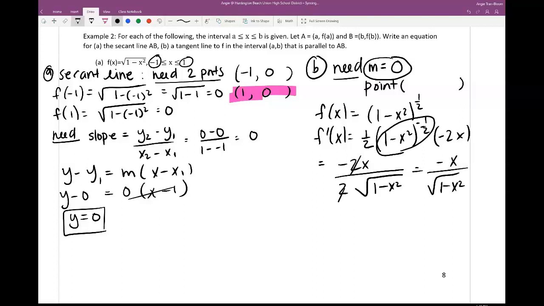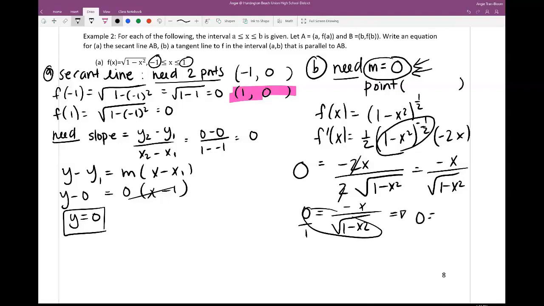Now this is the derivative, and I need the slope to be 0. So what I'm really looking for is the x location where the slope is 0. So set it equal to 0, because of this right here. So 0 equals -x all over square root of 1 minus x squared. When I cross multiply, the denominator is going to be gone, so all I have left is 0 equals negative x, which is x equals 0. So all I know right now is x is 0.